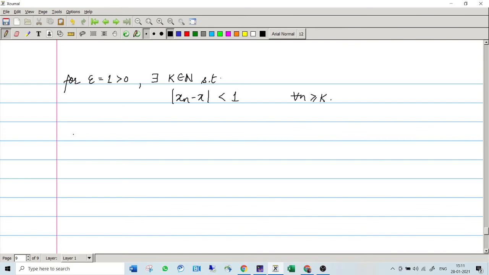Now, you know that we want to show that the sequence xn is bounded. That means we are looking for a number m such that the modulus of xn should be less than that particular number m, and this should be true for every n in N.